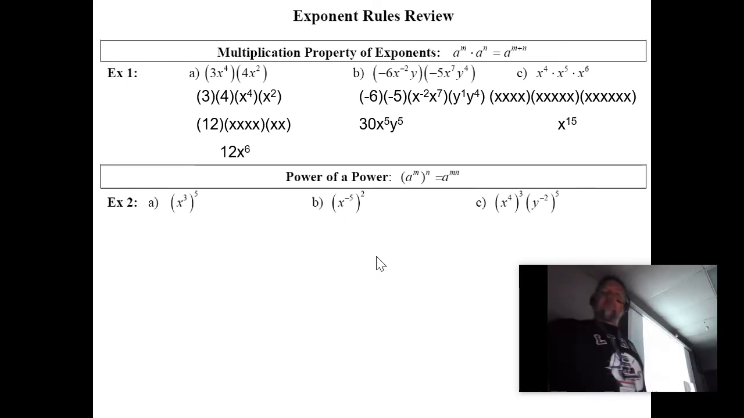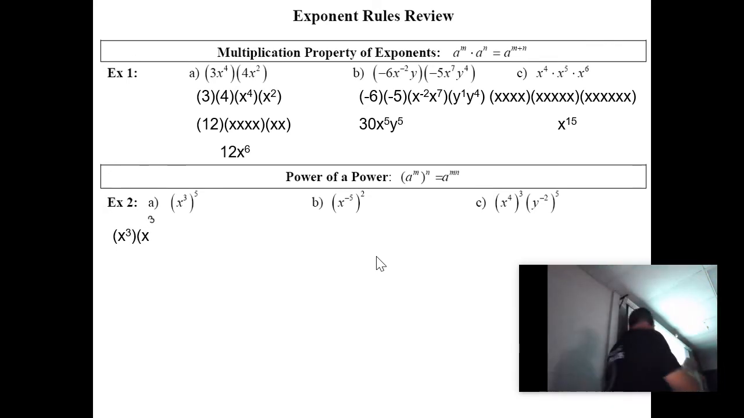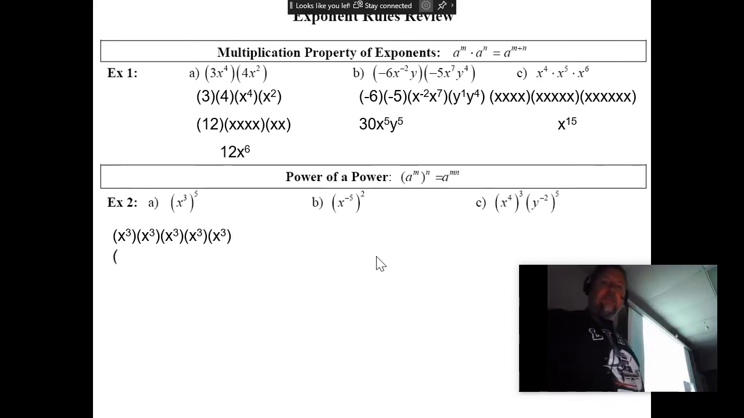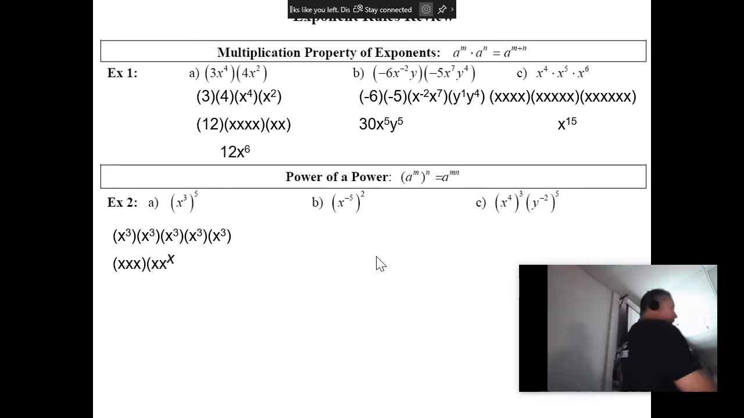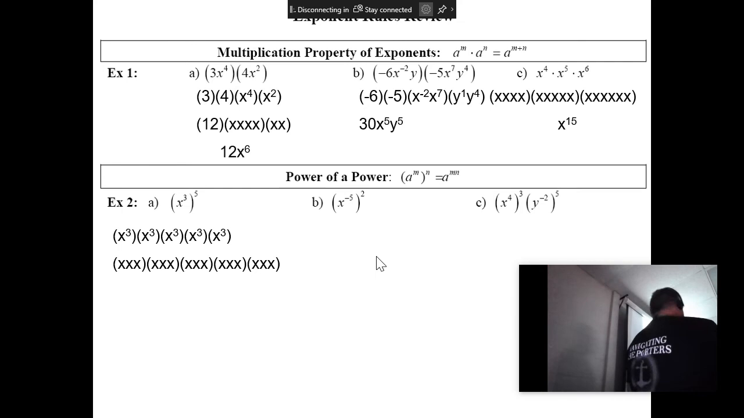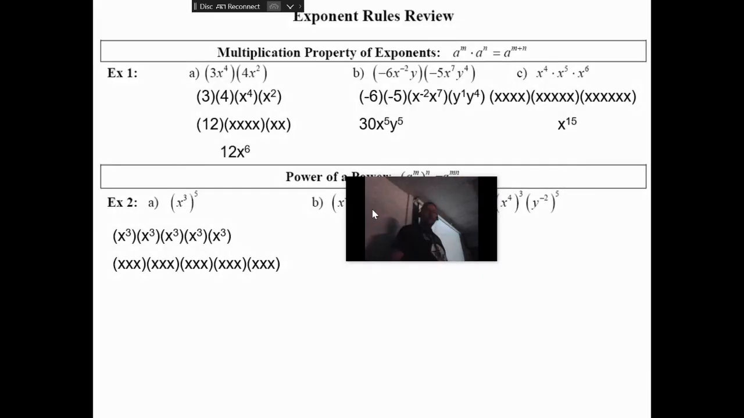The next one, x to the third raised to the fifth. That means x to the third, 5 times. If that's x to the third 5 times, that's that many x's multiplied together. How many x's are going to result here multiplied together? 15. What do you have to do with 3 and 5 to get 15 fast? Multiply. These are the reasons.